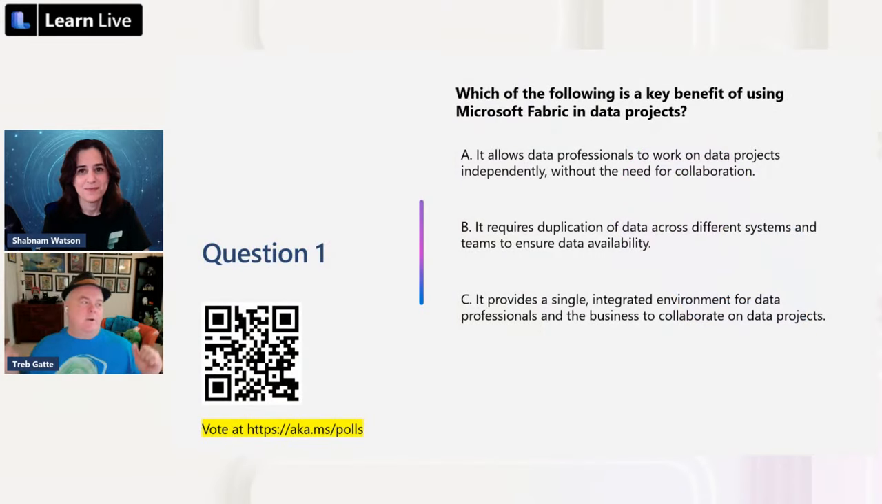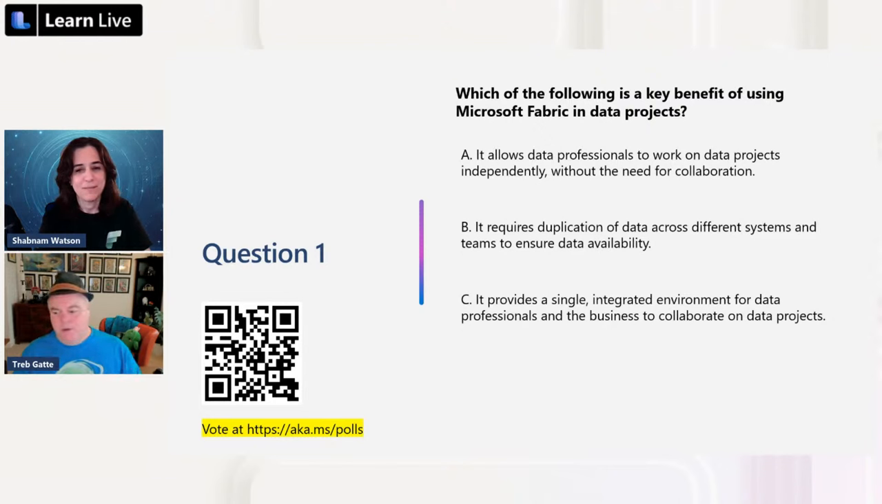Okay. So question one, which of the following is a key benefit of using Microsoft Fabric in data projects? A, it allows data professionals to work on data projects independently without the need for collaboration. B, it requires duplication of data across different systems and teams to ensure data availability. Or C, it provides a single integrated environment for data professionals and the business to collaborate on their data projects.